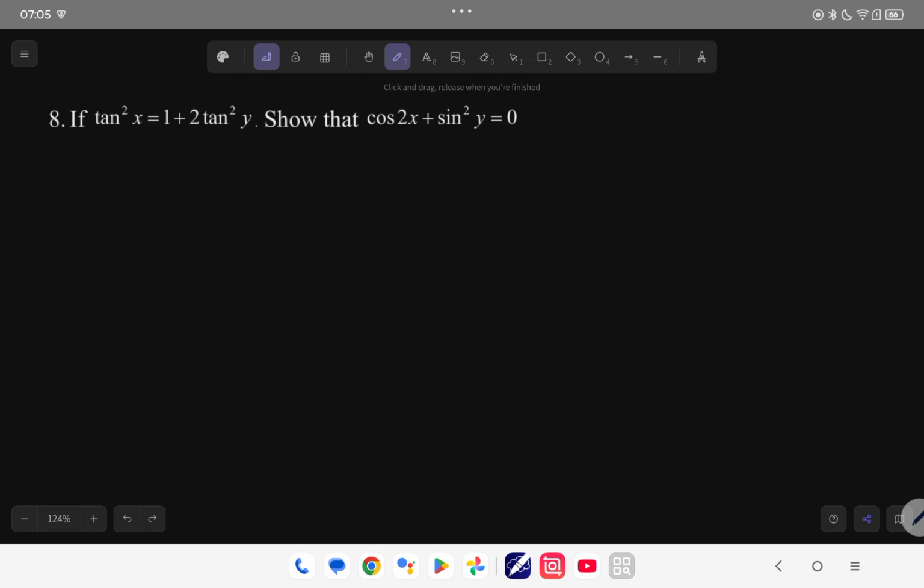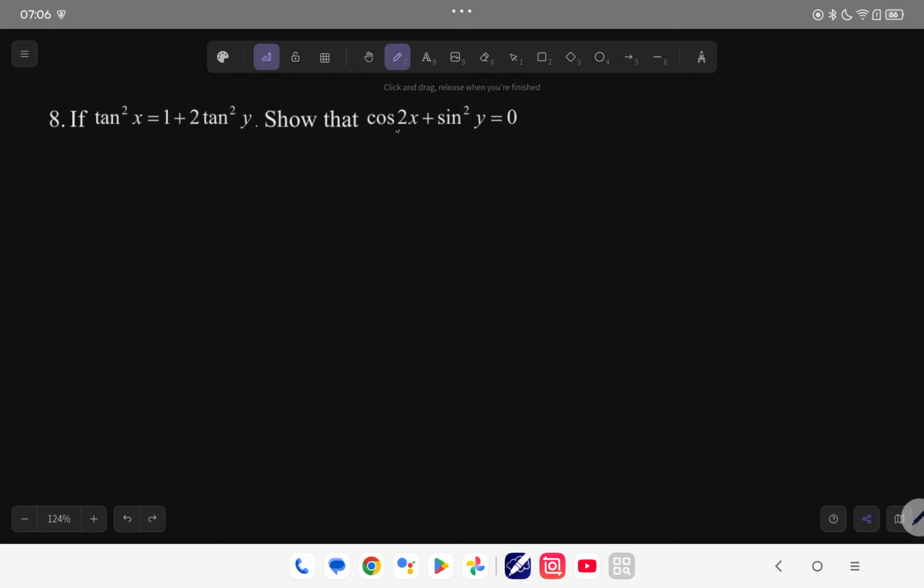Now, here, tan squared x, for me to reach cos 2x, I will have to bring in the cos squared in terms of x, so that if I get cos squared x, I can relate cos squared x to cos 2x, because cos 2x is 2 cos squared x minus 1. That one can actually bring me to what I want.